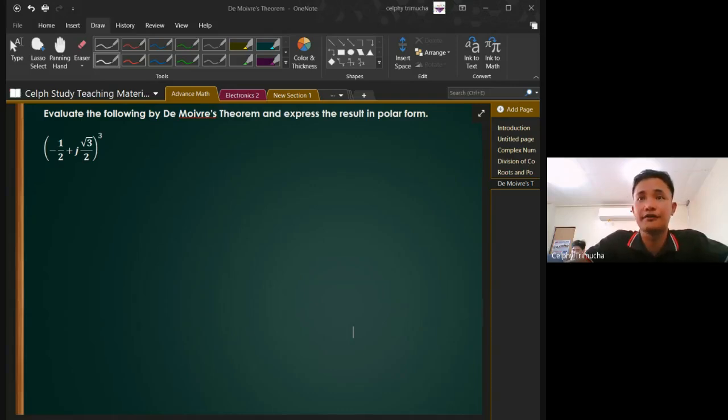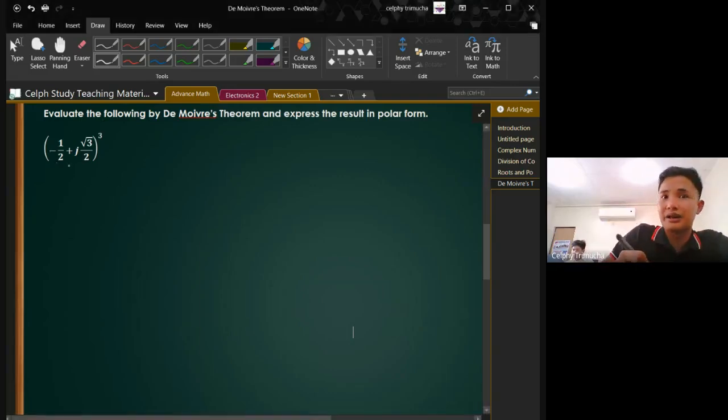So this time, there is no sine or cosine in our equation. So the first thing we must do is to have sine and cosine in our equation so that we can apply De Moivre's theorem. So we express it in that form. The given here is negative 1/2.